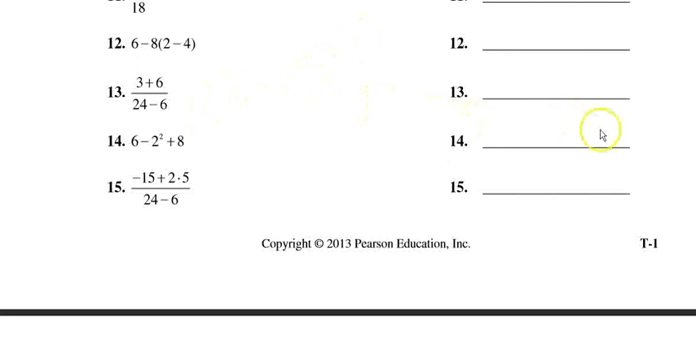Okay, again, the rule is we do what is in the parentheses first. So this is going to become a negative 2. A negative 8 times a negative 2 is a positive 16, plus 6 gives us a 22.